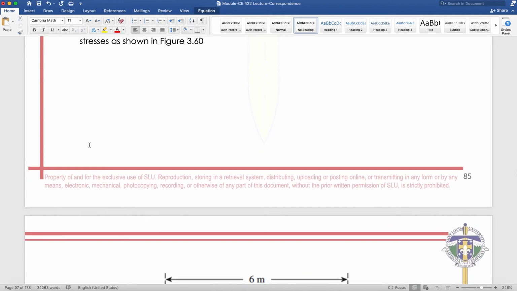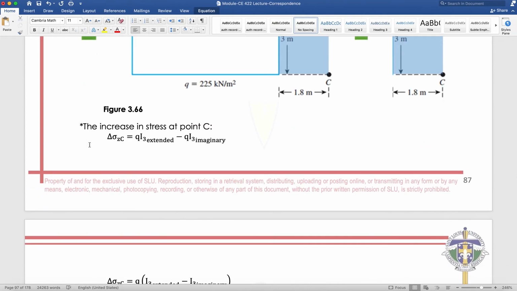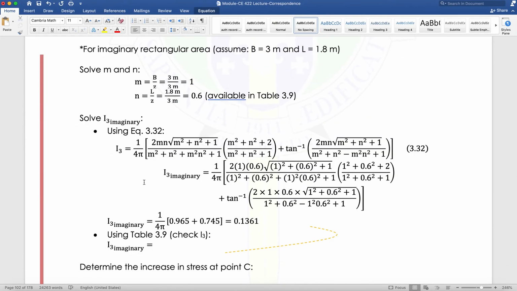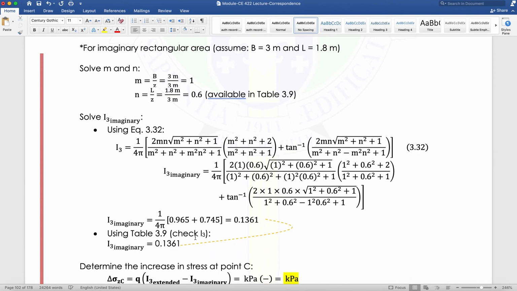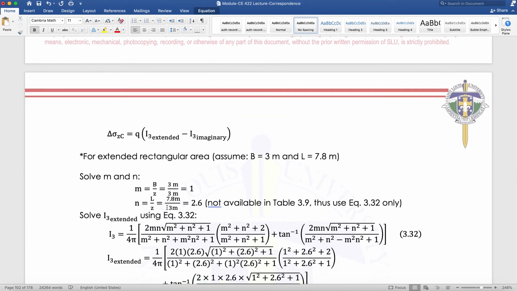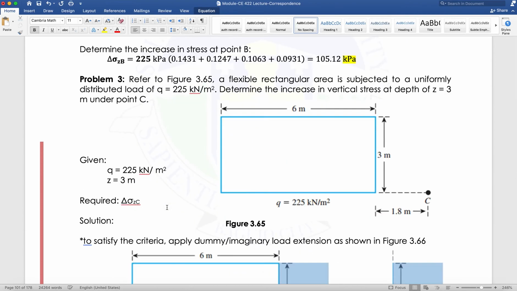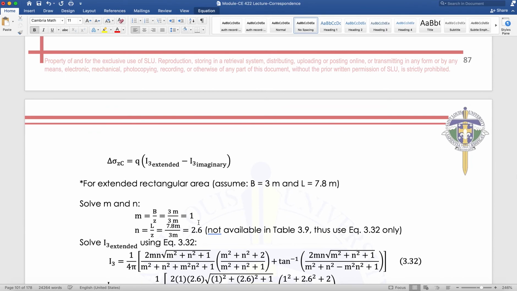So, we can now proceed in determining this delta sigma Z. Okay. So, if we are to compare it, they are the same, 0.1361. Okay. So, we can now compute for our Q. Not Q. Delta sigma Z. So, Q is equivalent to 225 kilopascals times, is it 225? Yes. Times the first or the extended. The extended is equivalent to, what is the I3?